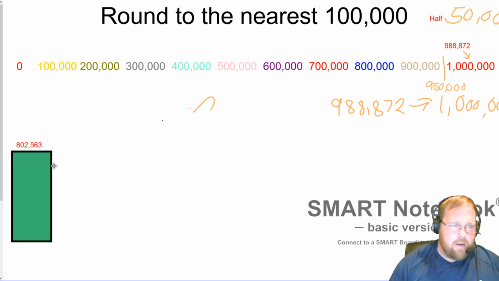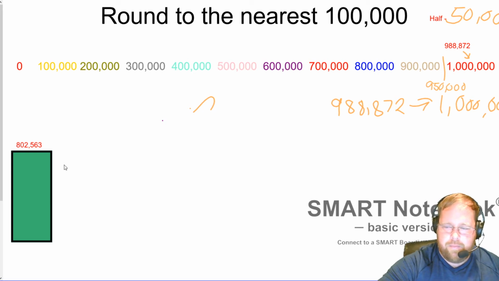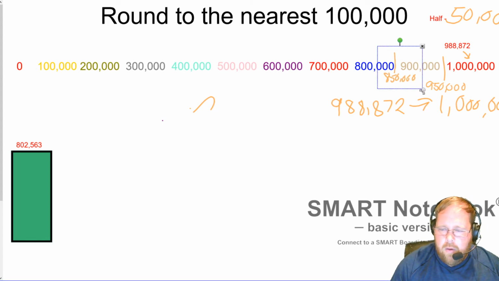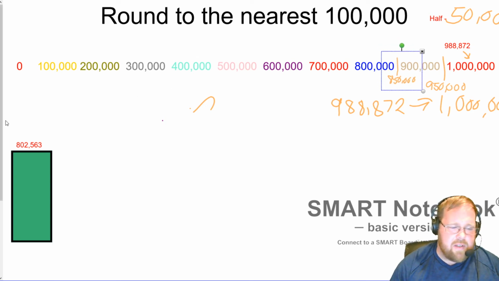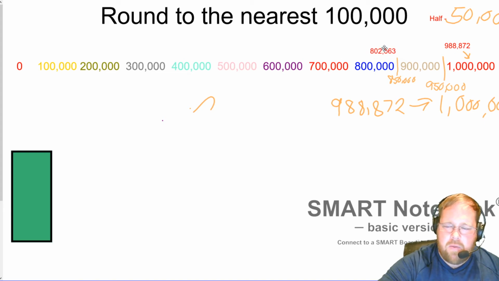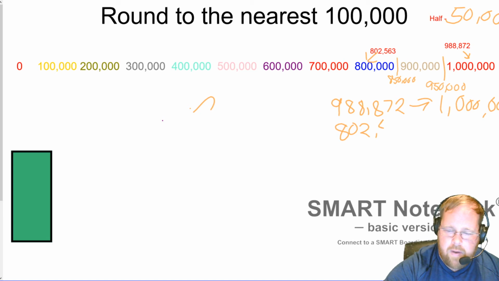All right, 802,563. So 850,000 is the middle. Okay, make it a little bit smaller now. So 850,000. If we had 802,000, it would definitely come before 850,000. It's only 2,000 away from 800,000. So we know that it's rounding to 800,000. All right. 802,563 rounds to 800,000.